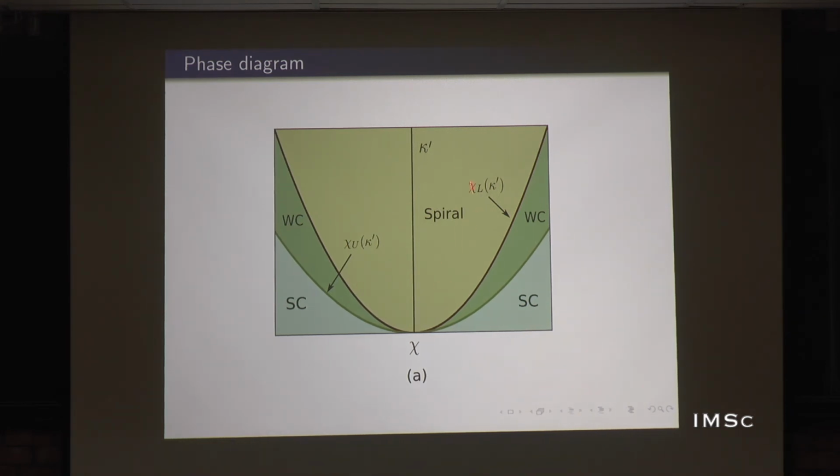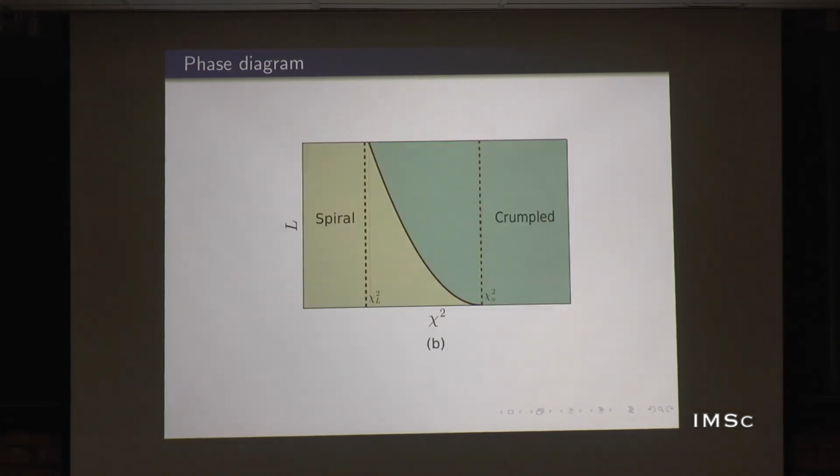So there is a spiral phase, which is a nice shape, we know a lot of physics about it. Then there is what we call WC, weakly crumpled phase, where the crumpling is scale dependent, and then there are two outer phases which are strongly crumpled, which are always crumpled even at temperature T equal to 0. These get crumpled only at finite temperature. This is the same phase diagram in an L versus chi-square plot. You have a spiral phase and there is a crumpled phase, and the phase boundary goes like this.